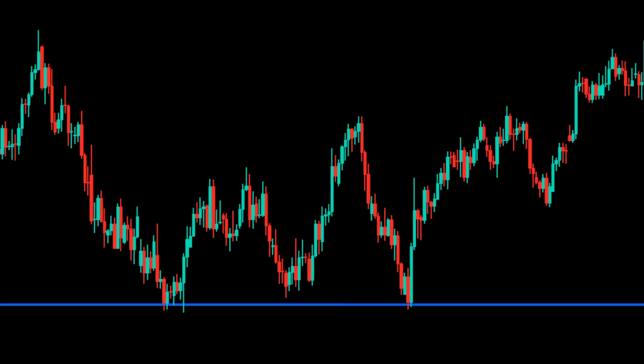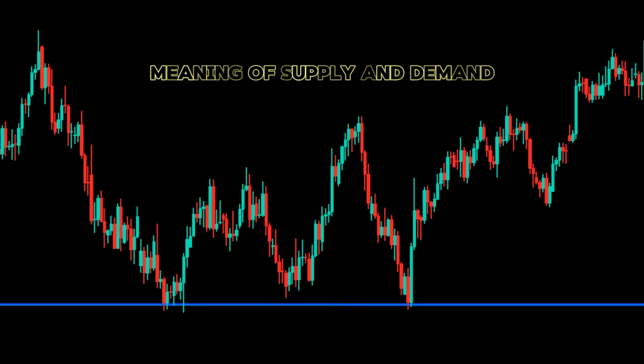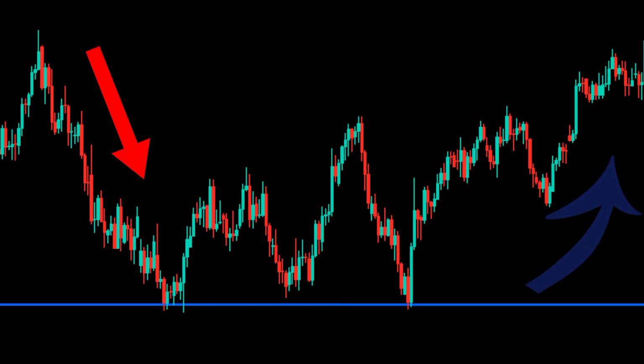To begin, let's first understand the meaning of supply and demand trading. Supply and demand are the hidden forces driving currency price movements. Supply is the amount of a currency that sellers are willing to sell at a given price level, while demand is the amount of a currency that buyers are willing to buy at a given price level.